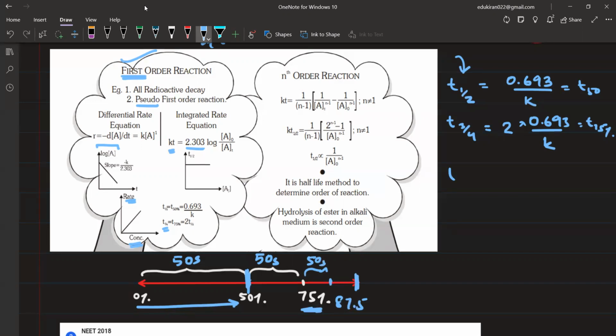Okay. So also write one more thing. T of 87.5% will be equal to 3 times 0.693 divided by K, or you can also write this as 3 times the T half.